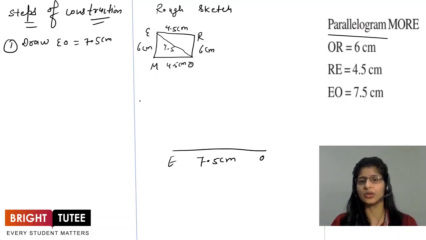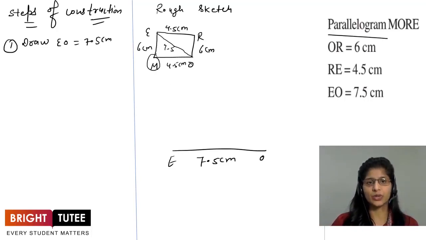Then after it, from point E, you have EO now, and you are missing these points M and R. So R and M can lie anywhere. The formation is MORE. So M will lie on the top, or it can lie down also. So let us suppose that it is lying on the top. So we will first construct one triangle. So we are going to construct the triangle EMO. Okay, so the point M we have to get.